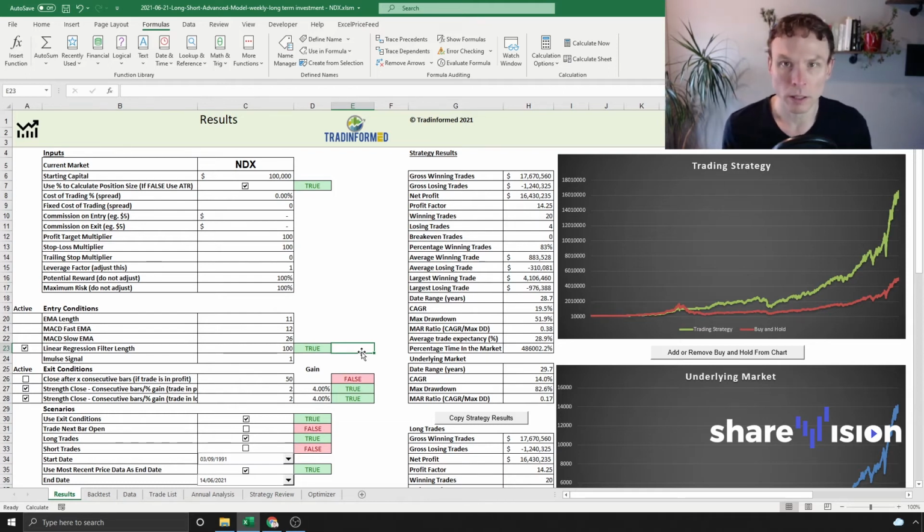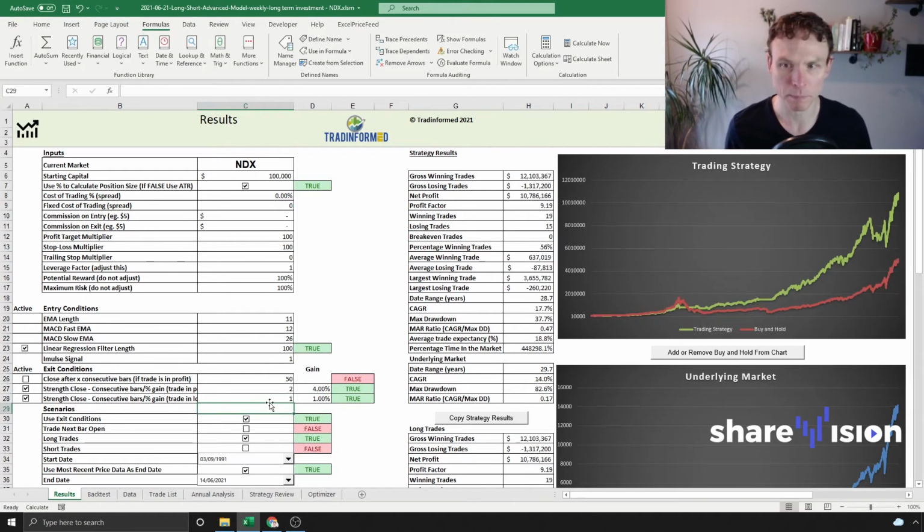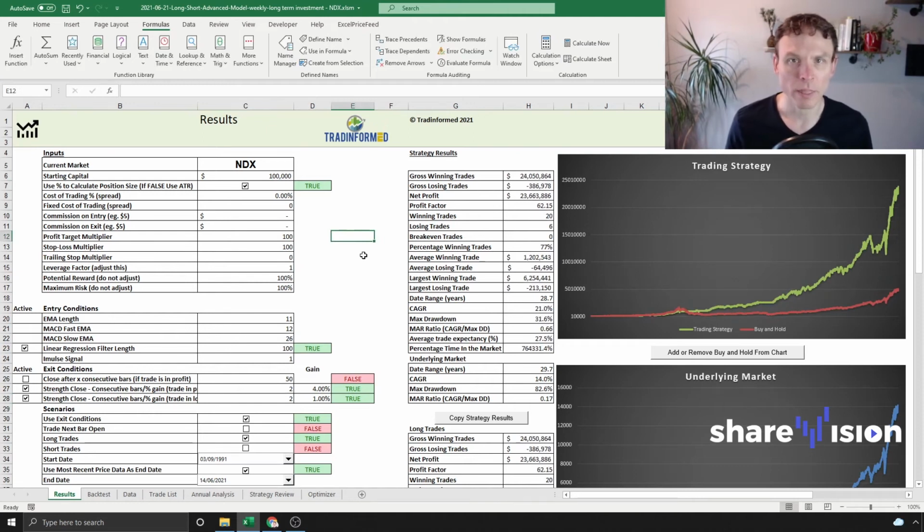Often, it's a good idea to have a different way of exiting the market depending on how the trade is going. So this is a way of doing that. And you can see we can set a lower criteria for getting out of that trade if it is currently negative. So it would require just two consecutive bars of a 1% gain. Let's have a look at those results.